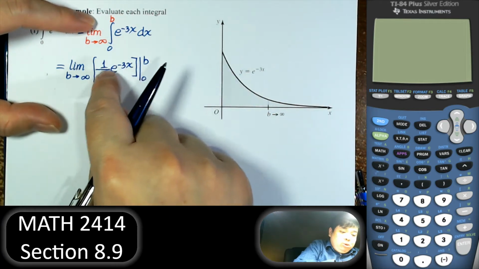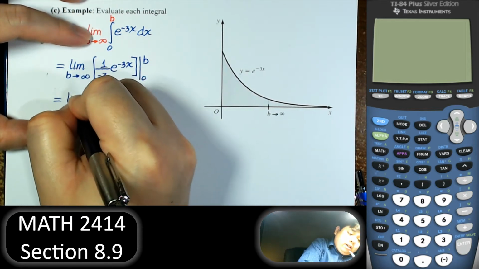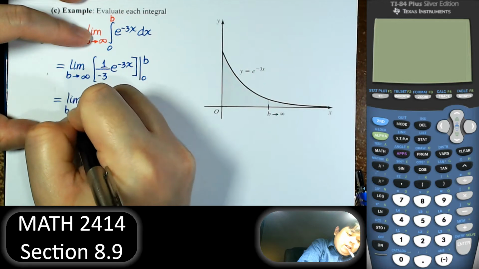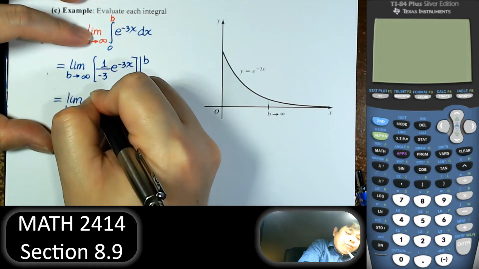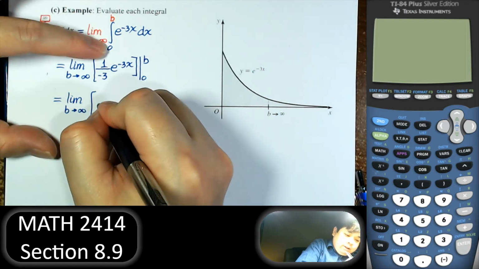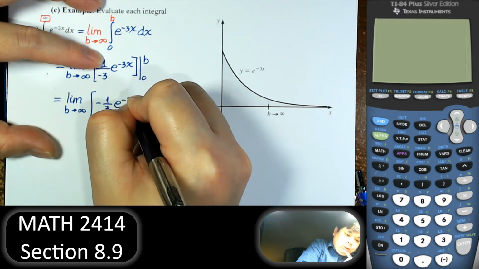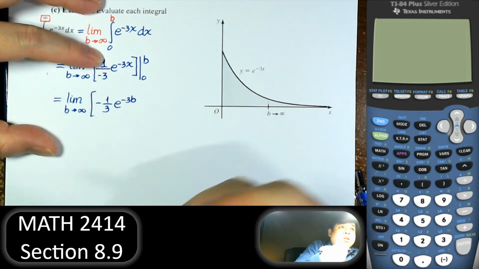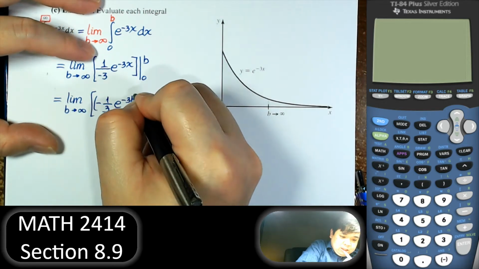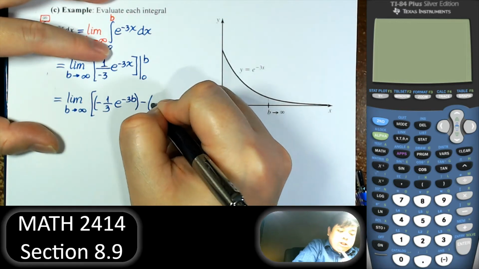Now we substitute b in here first. The limit is the last step of the problem. So first I have negative 1 over 3 e to the negative 3b. That's where we substitute in b. And then we subtract where we substitute in 0.